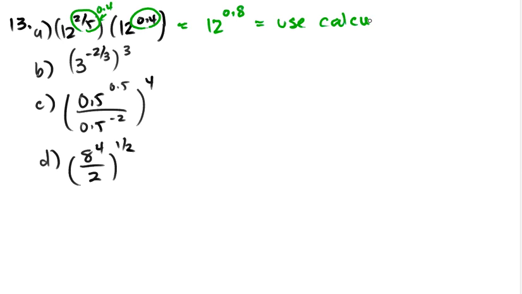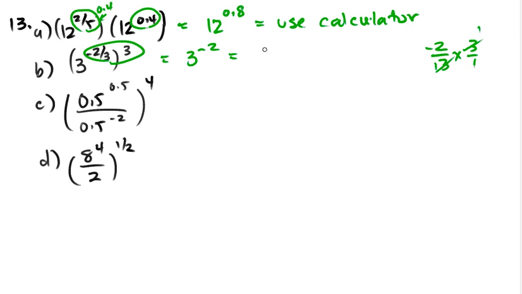For the next one, you multiply these two together, so negative 2/3 times 3, think about it as over 1. You get some cross-canceling. That's equal to 3 to the negative 2. 3 to the negative 2 is 1 over 3 squared, which is 1 over 9. For the next one, you have the same base, so you subtract exponents.